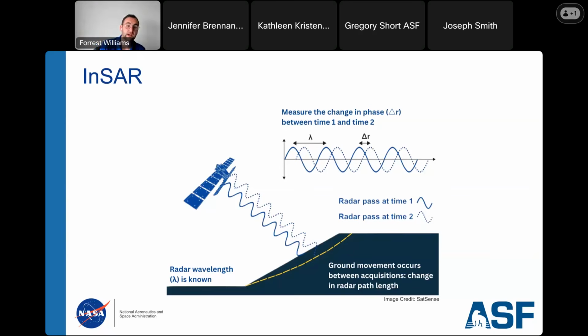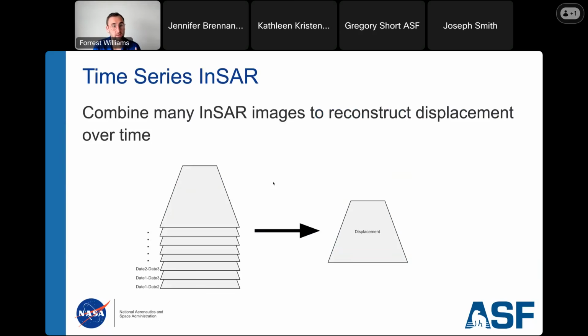So that's InSAR. And now the next portion of what the OPERA displacement products are is that they are a time series InSAR product. A time series InSAR product is when you combine many InSAR images together to reconstruct a displacement time series that measures displacement over a longer period of time. A couple of reasons why this is important: one, since InSAR data are sensitive to measurements on the millimeter to centimeter scale, you can imagine there are a lot of things that could cause millimeter to centimeter level noise in the dataset.